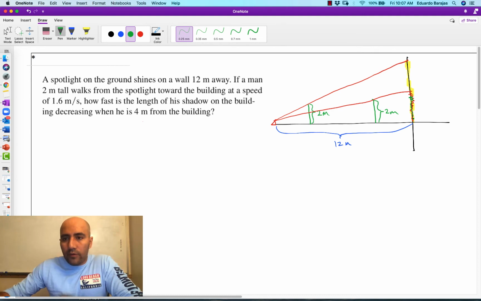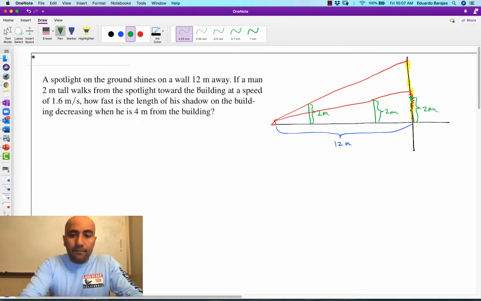And at that point, his shadow will be exactly 2 meters tall. Right, so we get a sense of what's happening. This man is walking toward the wall. His height stays the same. The distance from the light to the wall stays the same. And we're interested in shadows. Okay, so let me erase this part here and go back to that simpler diagram from before we had those things.